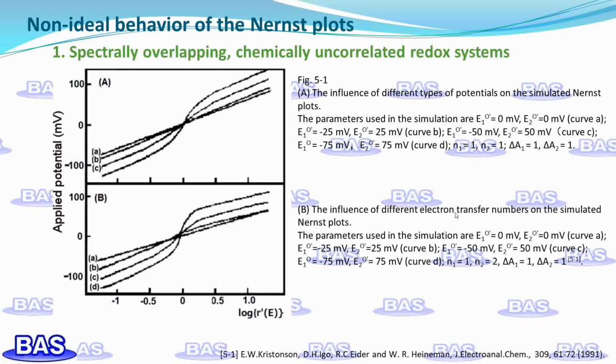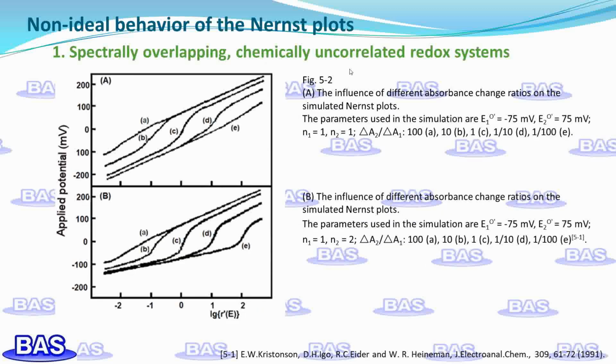Figure 5.1b shows the effect of different electron transfer numbers on the simulated Nernst plots. Although the curves have the same values of potential and absorbance as in figure 5.1a, the shapes of the curves are very different. Fitting these simulated responses to conventional Nernst plots will yield larger deviations from the measured values, and the slope and intercept of the two linear parts of the plots provide the respective potential and electron transfer number.